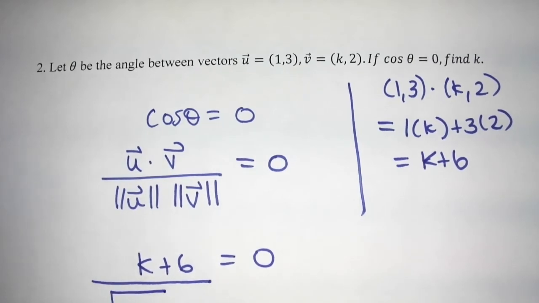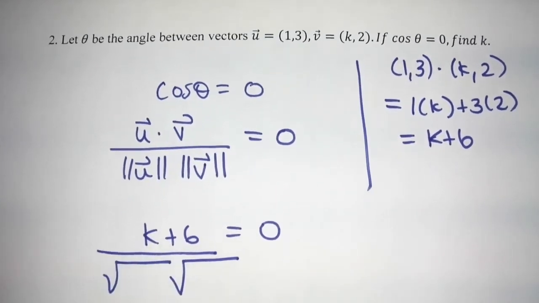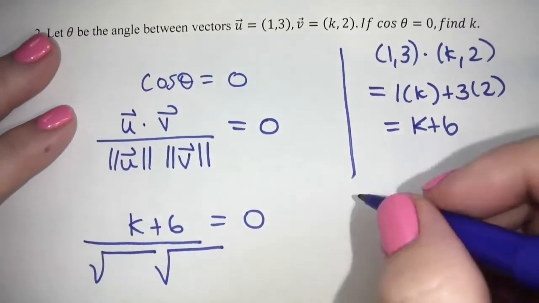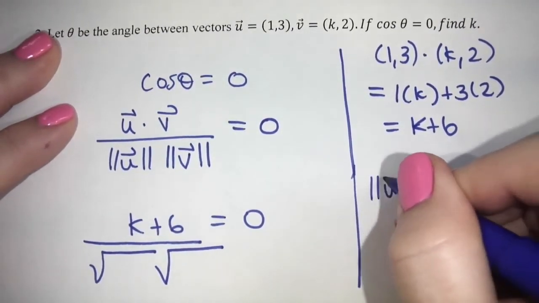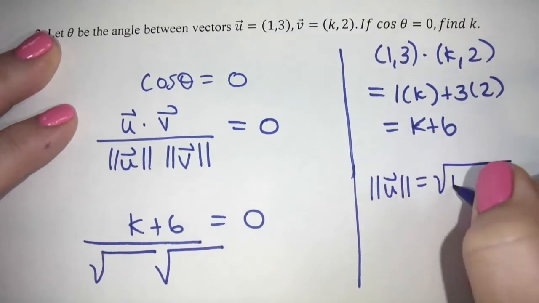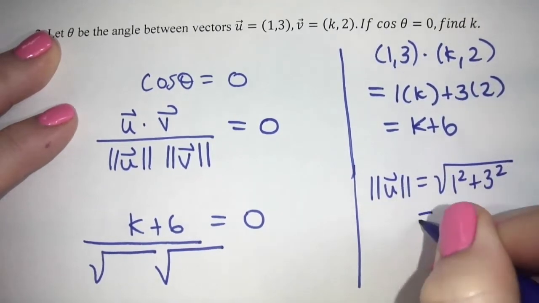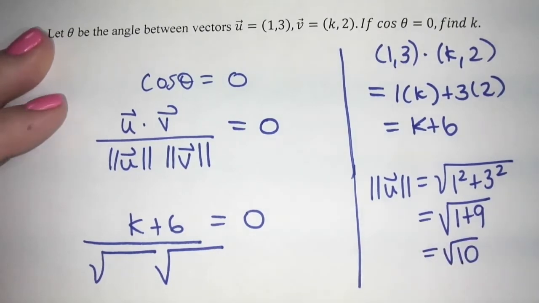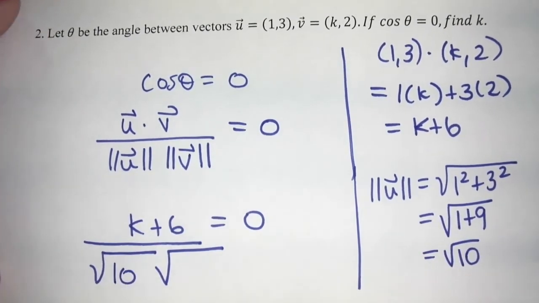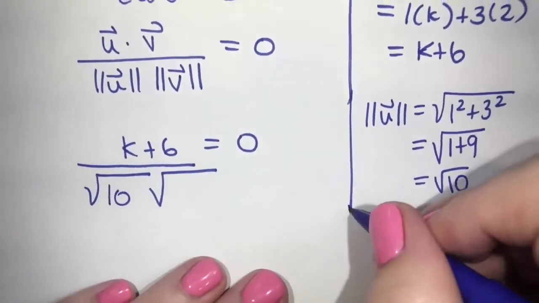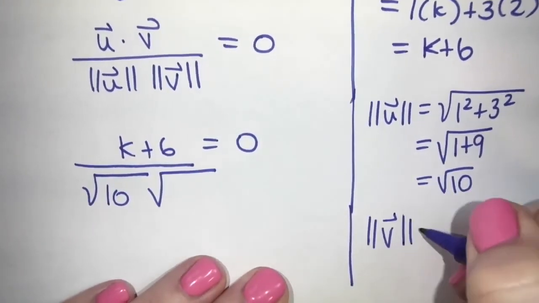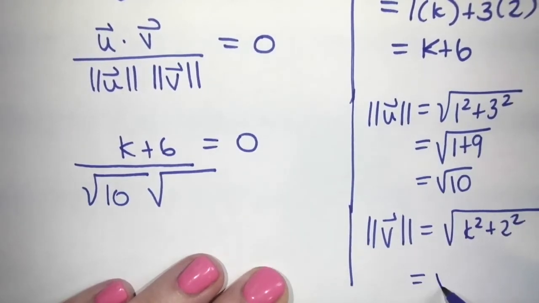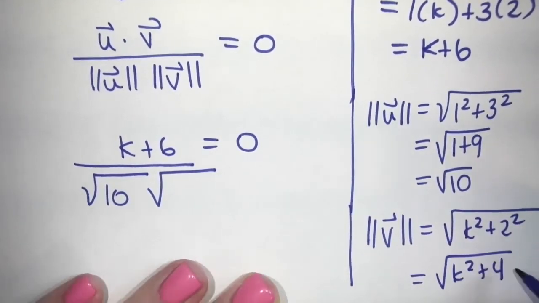If we do the magnitude of the vectors, we're going to get 2 roots on the bottom, and I'll show you what they are just for practice. So the magnitude of u would be square root 1 squared plus 3 squared, which would be root 10. So that's the first one. And then the magnitude of v, square root k squared plus 2 squared, or k squared plus 4.